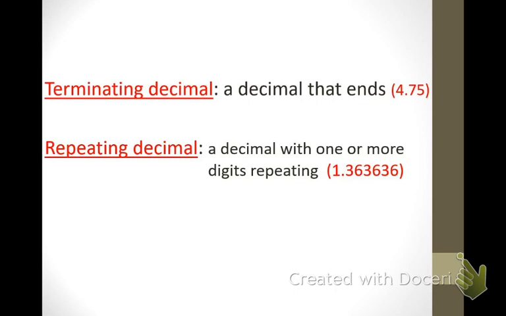It says a repeating decimal. This is a decimal with one or more digits that repeats. 1.363636. Really, this means it would continue to go on forever and ever and ever, okay? You could have 4.33333333. Because it repeats, it's called a repeating decimal, okay? So today we're going to be talking about terminating decimals and repeating decimals.